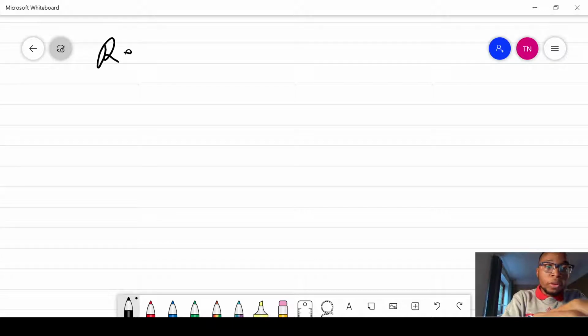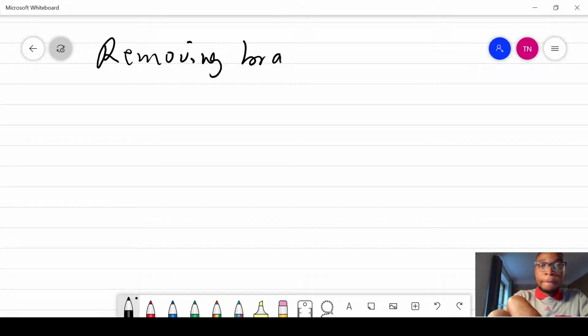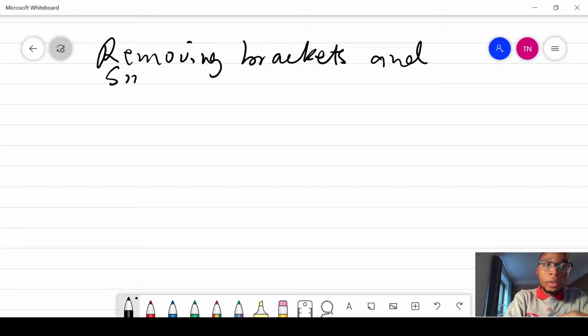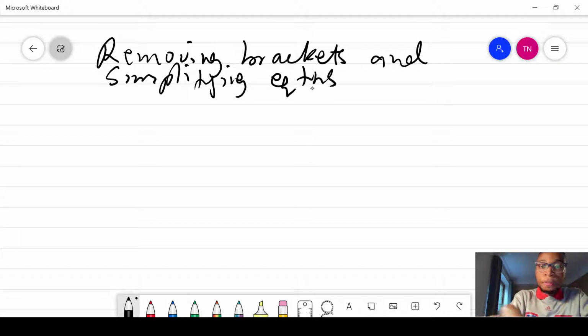We're going to be removing brackets and simplifying equations. So that is just what we're going to be doing today. So we're going to be going deep into the equations and just enjoying ourselves and learning at the same time.